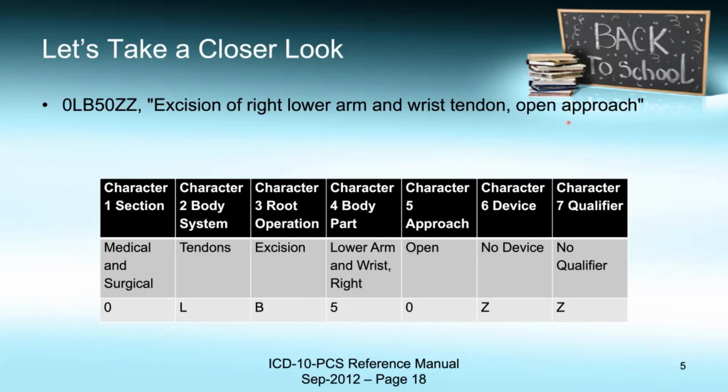And then it told us open approach. So that's how we determine open approach. And then there was no indication of a device or qualifier. So that's why these are ZZ. ZZ are what we consider placeholders, the Z, when there's no other value that's appropriate. Z means none. And so a lot of your codes are going to end in ZZ when there are no specific details that are provided in the tables for you to select from.